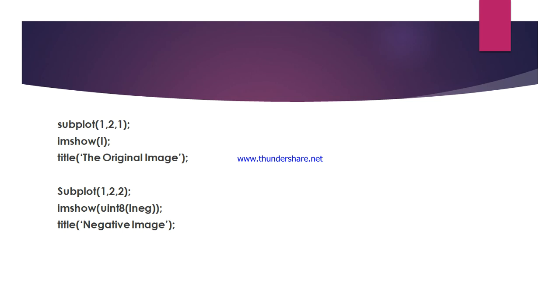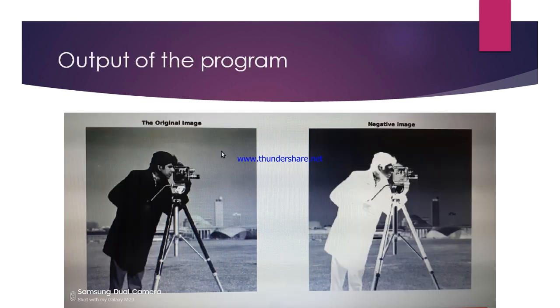So when you run this program, you get two images, as you can see here. The first image here is the original input image, and beside that is the negative image. The original image here has darker pixels and the negative image has the lighter pixels.